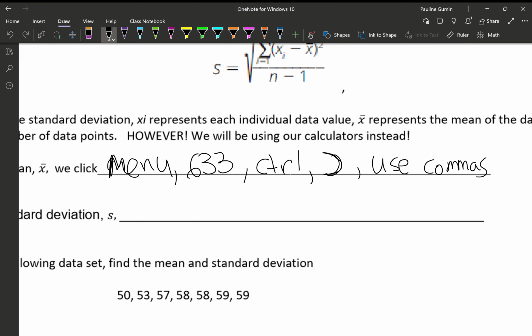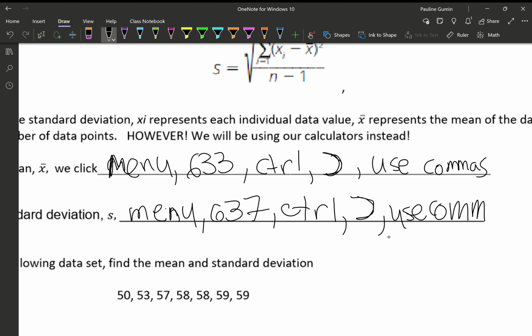You're welcome. Next, here is a shortcut for finding the standard deviation. So that crazy formula. We also use menu. Then we type 637. Then we click our CTRL, our control button. Once again, we click the backwards parenthesis and we use commas to list our numbers. Then we click enter and there's our standard deviation. The great thing about this in the calculator is if our data is out of order, it doesn't matter. We just put it in as is.